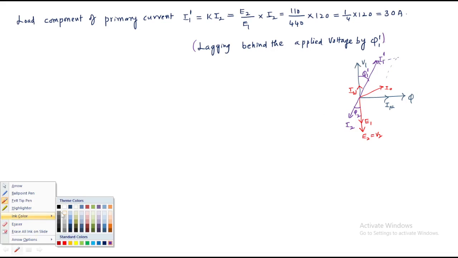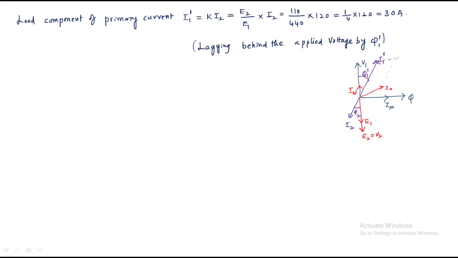And the resultant is what? I1. That's it. We have to calculate this I1. This is what? Phi 1. And this is what? Phi naught. Clear? This is the phasor diagram under lagging load.